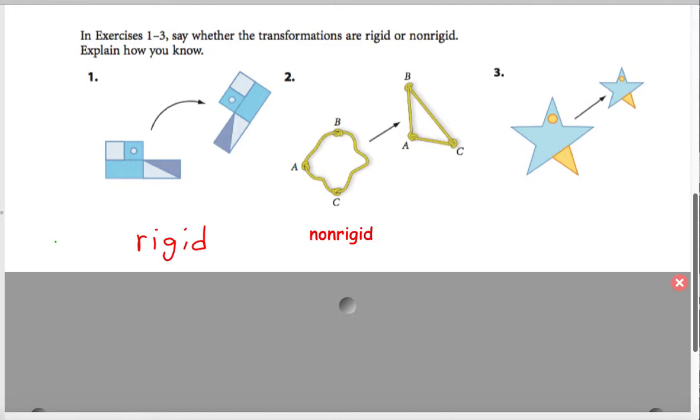And in number 3, it still has the same shape, but it did change size. It kind of was shrunken down a little bit. And that's actually called a dilation. And we're not going to focus on those right now either. So we're only going to deal with the rigid transformations, where they're not changing size or shape.